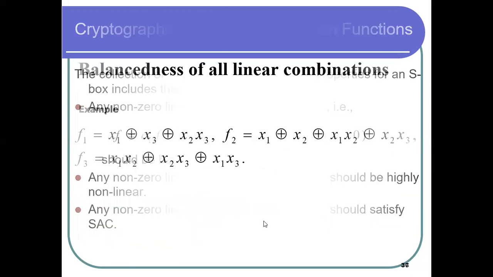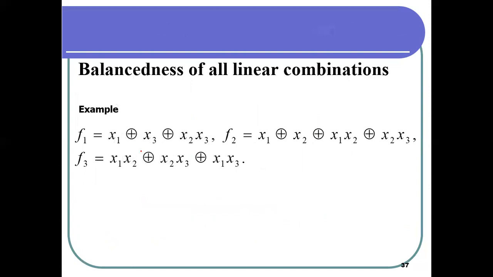Let us take one example. I take these four Boolean functions: f1, f2, f3, and f4. Fundamentally, f1 takes three inputs, f2 also takes three inputs, and f3 is also taking three inputs.